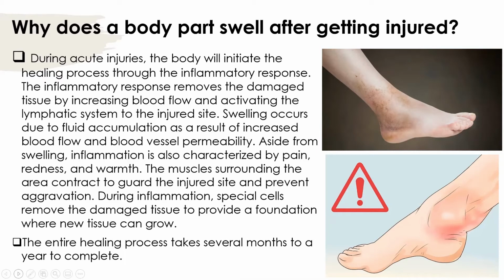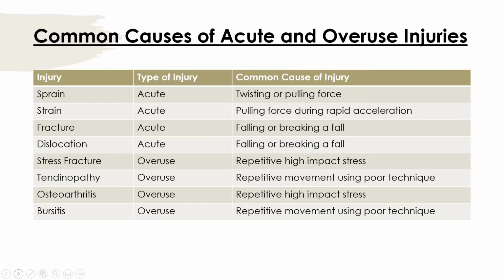During inflammation, special cells remove the damaged tissue to provide a foundation where new tissue can grow. The entire healing process takes several months to a year to complete. As you can see in this table, these are the common causes of acute and overuse injury. This is the injury, the type of injury, common cause of injury.